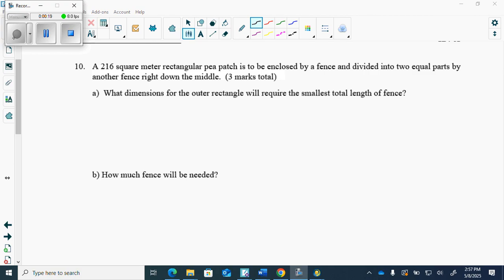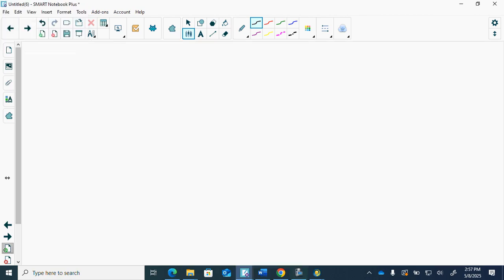A 216 square meter rectangular pea patch is enclosed by a fence. You know what? I'm not doing this one. I like a different one that's easier. Okay. There's a river. Ready? There's a river. On the river is a pen, or a fenced-in area, let's say.